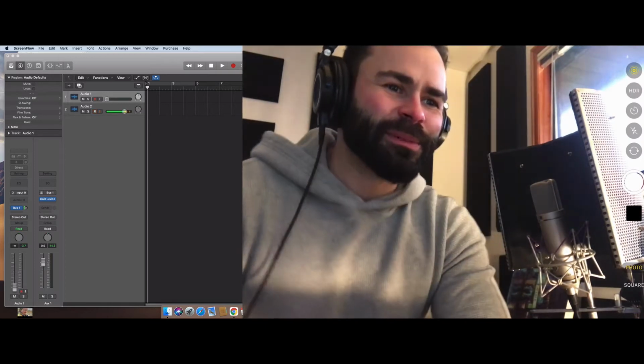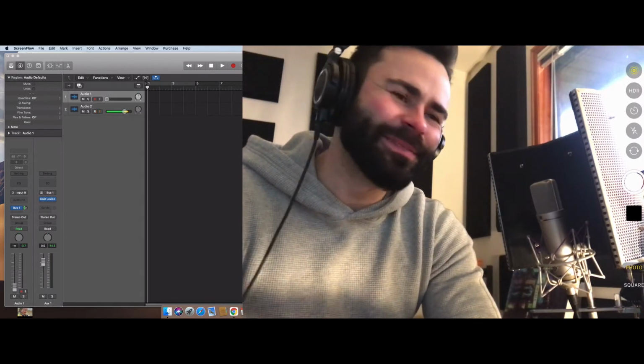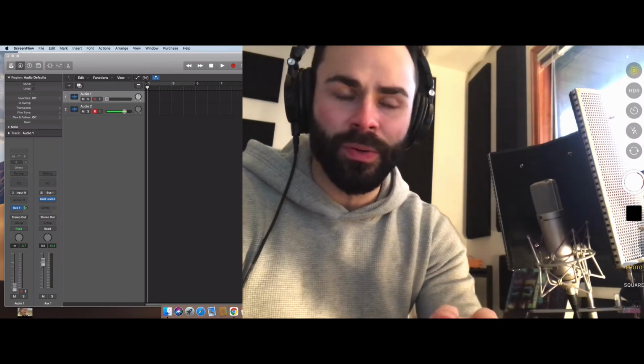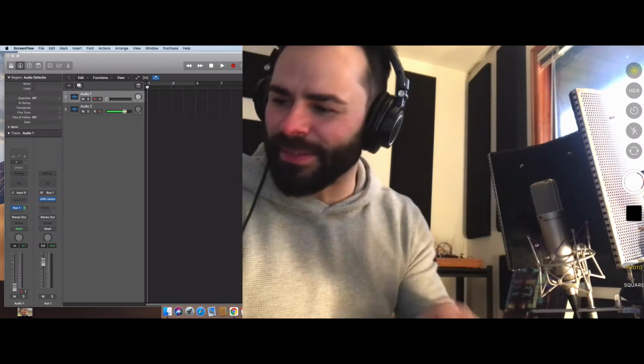What a pretentious word, topology. It has tube and solid state components that you can switch in and out. A transformer, it's an EQ and a compressor. I don't have the EQ going. I'm on the solid state mode, so I don't oversaturate the sound of the mic.